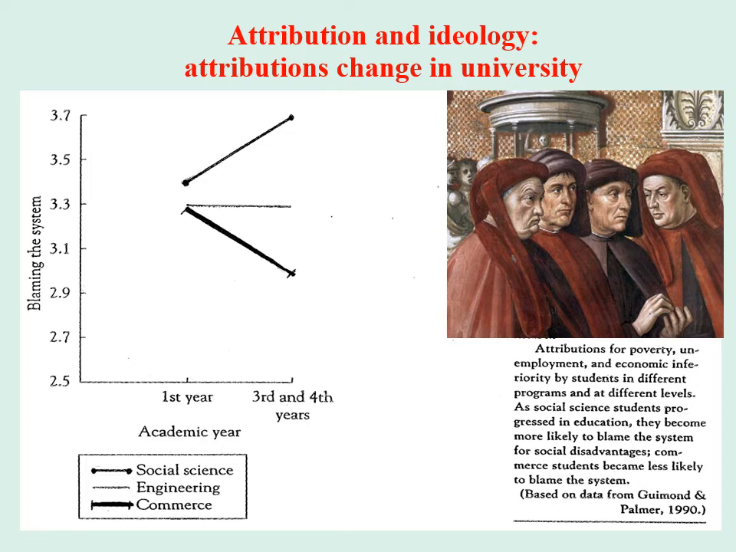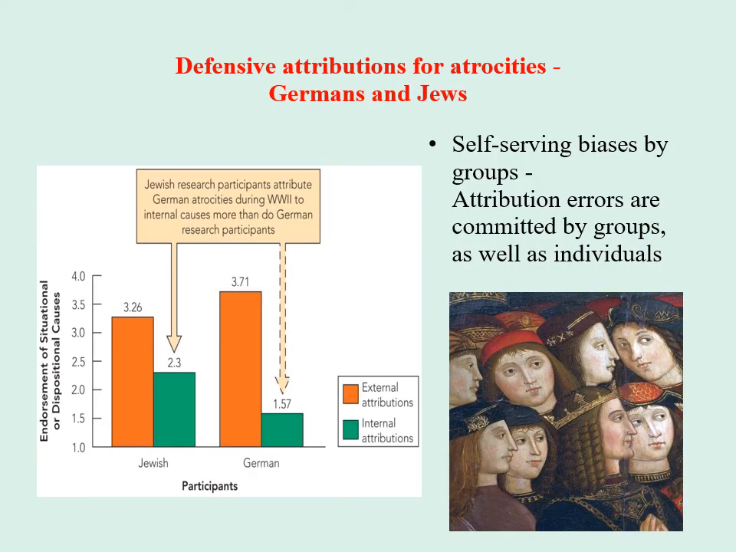Social science students were now much more likely to blame the system, to find external attributions. Engineering students didn't change very much at all. And commerce students now blamed the individual more and the system less. In other words, what they study at university gave them a different ideological perspective in how they attributed these different sorts of social handicap.